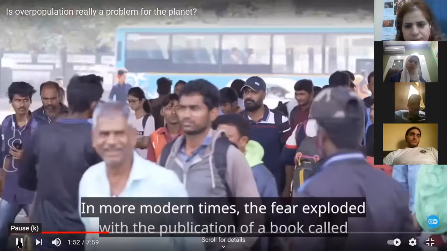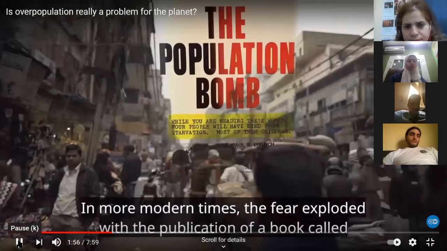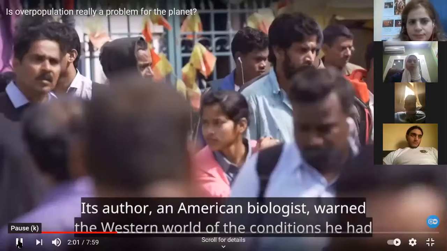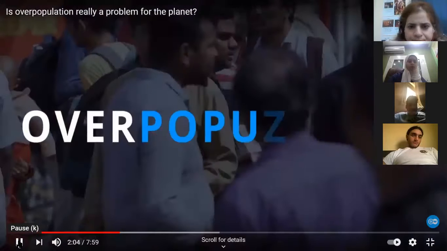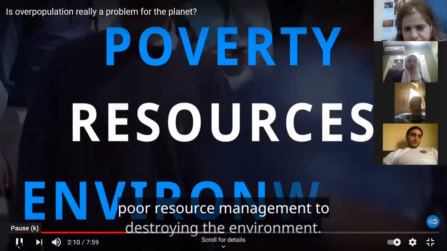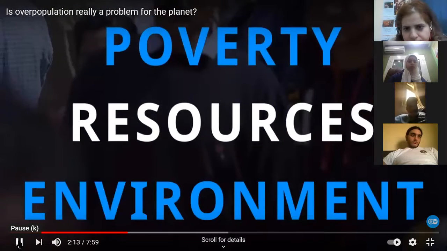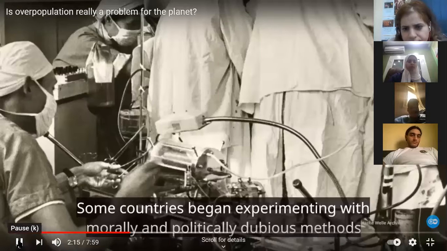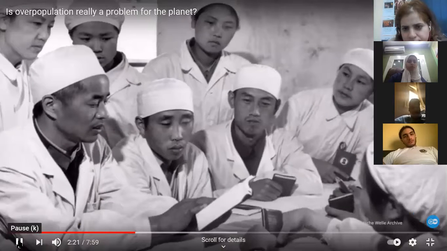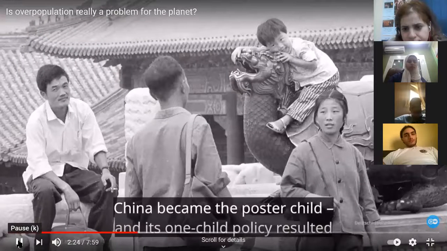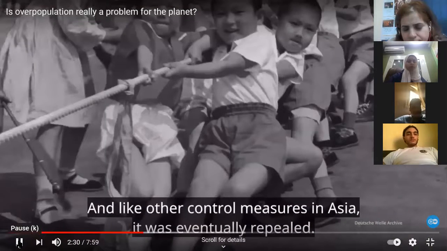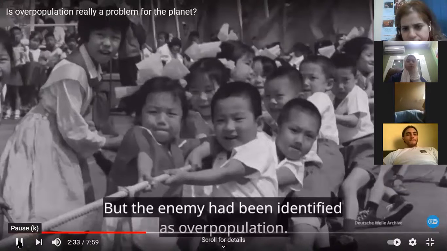In more modern times, the fear exploded with the publication of a book called The Population Bomb. Its author, an American biologist, warned the Western world of the conditions he has seen in New Delhi. Overpopulation was soon blamed for everything from poverty and poor resource management to destroying the environment. Some countries began experimenting with morally and politically dubious methods of population control. China became the poster child, and its one-child policy resulted in a disastrous gender imbalance. And like other control measures in Asia, it was eventually repealed. But the enemy had been identified as overpopulation.